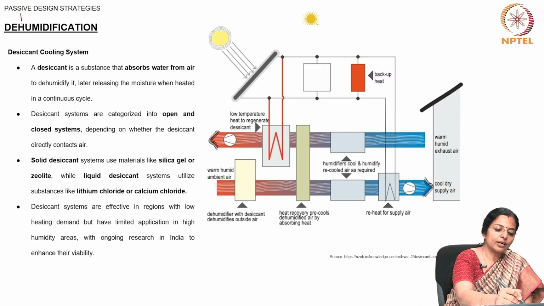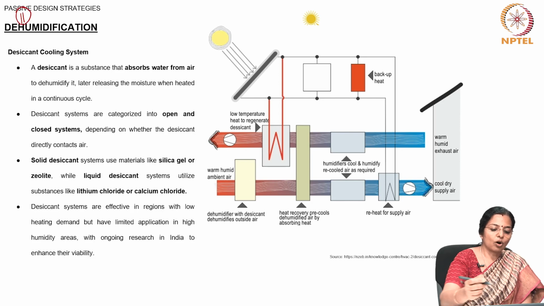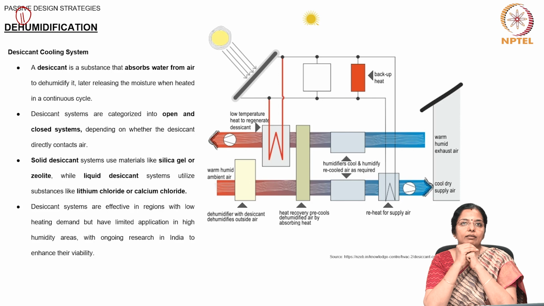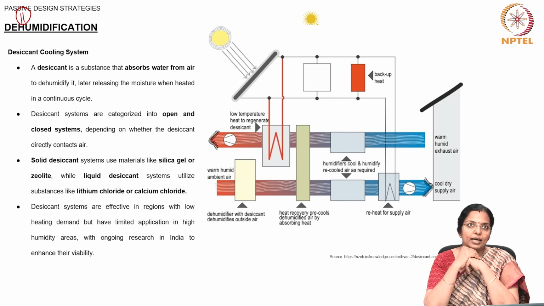Next is dehumidification or desiccant cooling system. A desiccant is a substance that absorbs water from air to dehumidify it, later releasing the moisture when heated in a continuous cycle. Desiccant systems are categorized into open and closed systems depending on whether the desiccant directly contacts air.